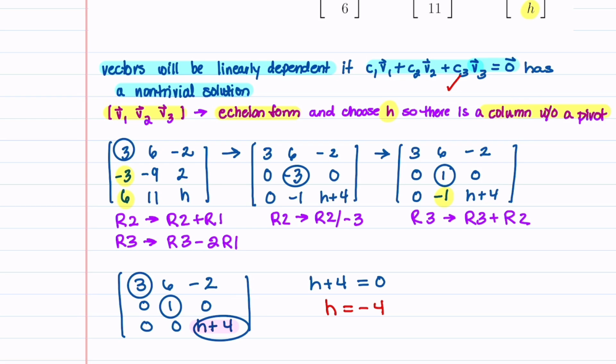If we wanted our vectors to be linearly independent, we would have to make sure that h plus 4 was not equal to 0.